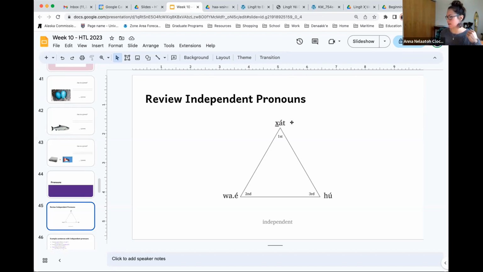If we're talking about another person that's not me or you, and it's one person, we would say, repeat after me, huh. Huh is non-gender specific, so it can be a he, she, or we'll often type it as a singular they, just so that you're not specifying genders all the time when you don't need to, because in Tlingit you don't. So repeat after me, huh.